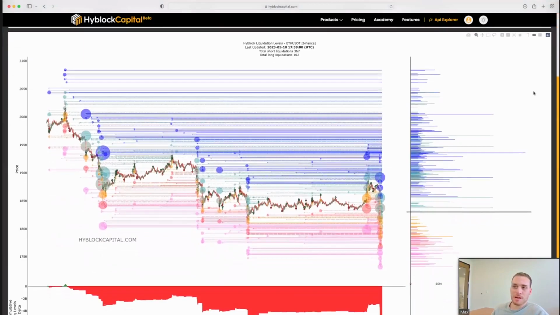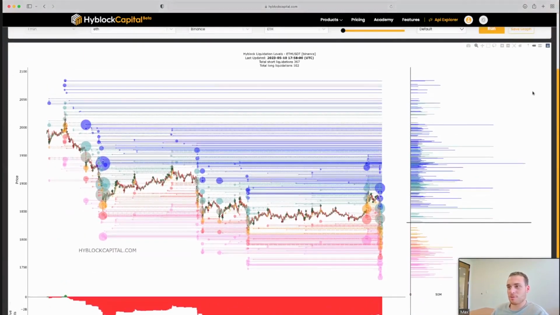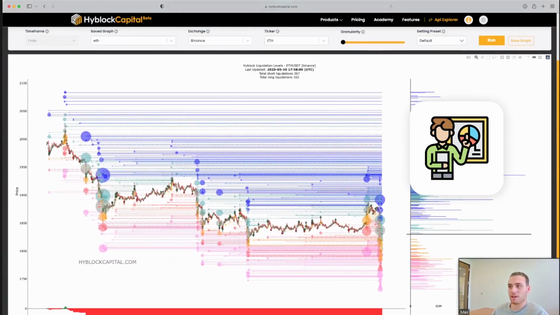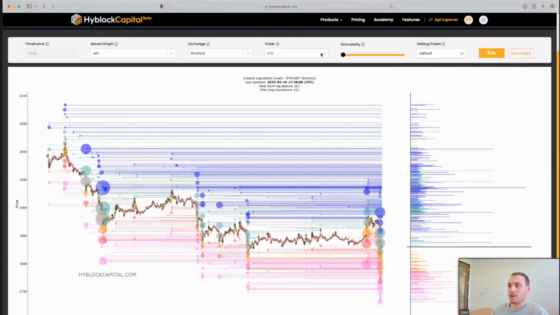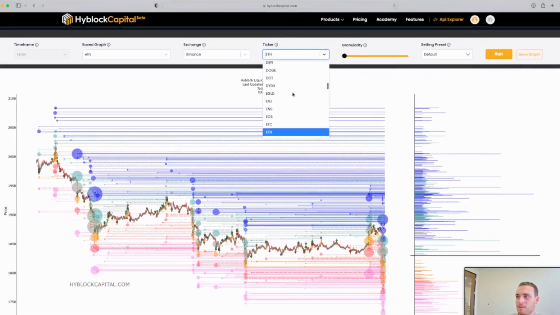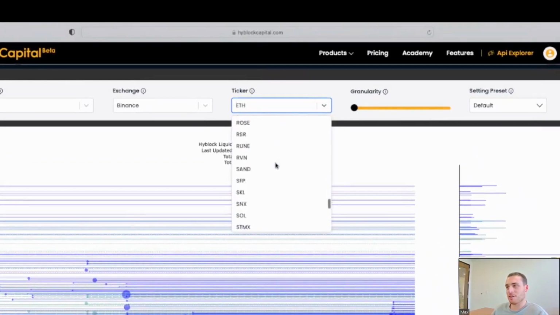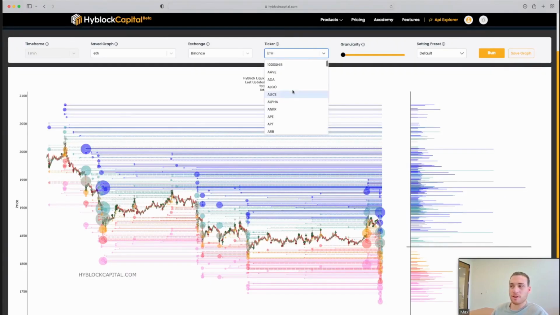Now, this may look somewhat familiar to a lot of you, so we can do a quick demo and explanation of what exactly we're looking at here. This chart right here is Ethereum. They've got many handfuls of different tickers here. Really, any coin that you would ever want to trade is on here, but we'll just look at Ethereum right now. There's a couple different options here.